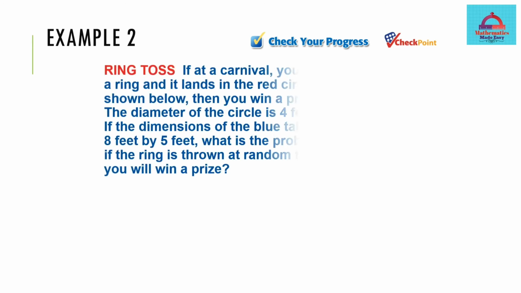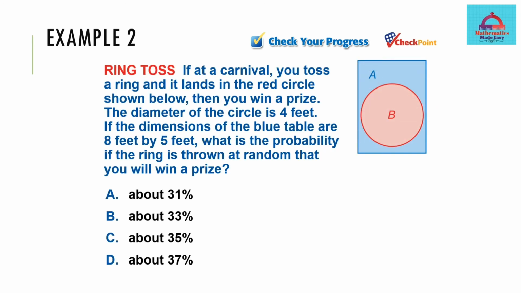Okay, so now I want you to check your progress. So this is an example. At a carnival, you toss a ring and it lands in the red circle. So you have the smaller area given by this red circle marked as B. The diameter of the circle is 4 feet. So this is the essential information. Diameter is given. You can calculate the radius and hence the area.